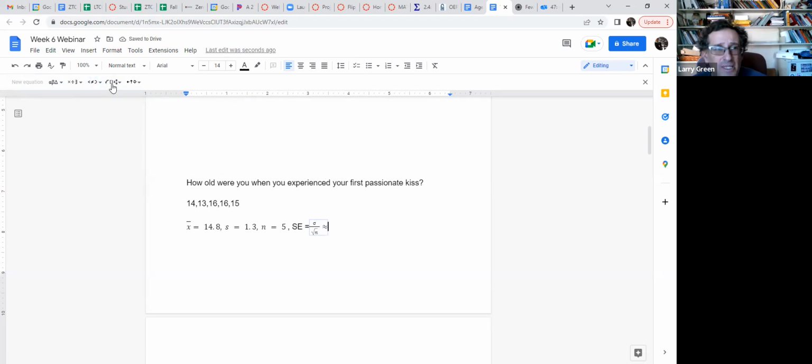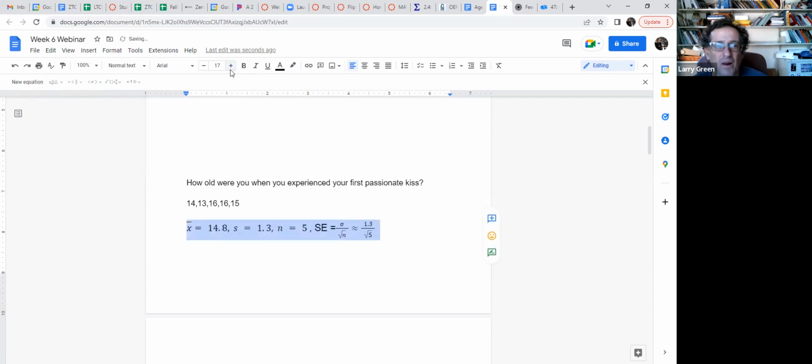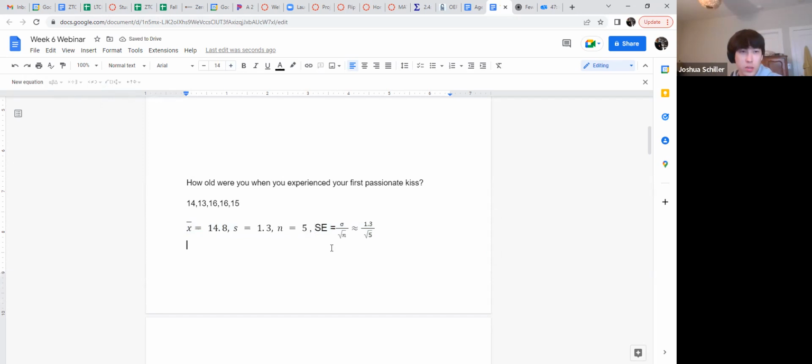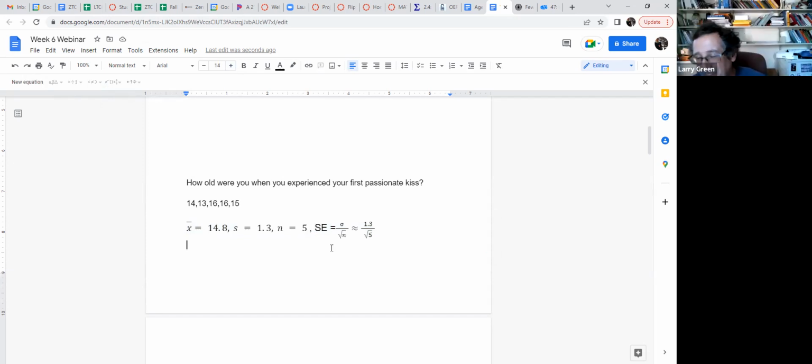Okay, and that's approximately equal to, I'm going to put a fraction again, 1.3 over the square root of 5. Why is it approximately equal to and not exactly equal? Is one of the reasons that we rounded the standard deviation? It has to do with standard deviation, but it's not about rounding, actually. It's a much bigger issue than the rounding.